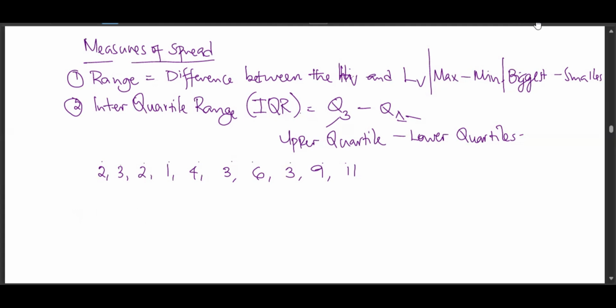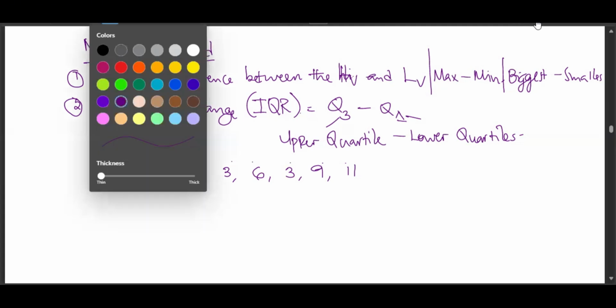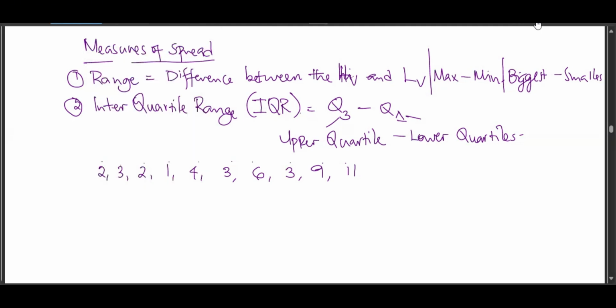How are we going to get them? First and foremost, arrange the data that you're dealing with. Here the smallest number is 1, followed by 2. We have another 2. We have 3, 3, 3. We have a 4, 6, 9, and 11.